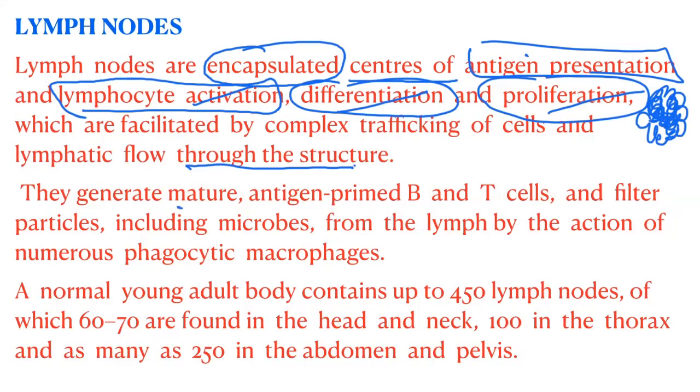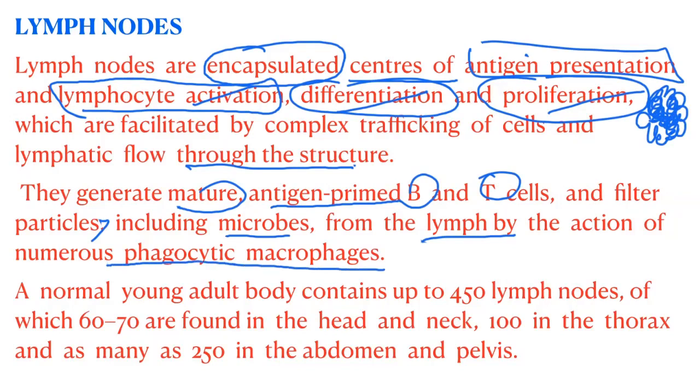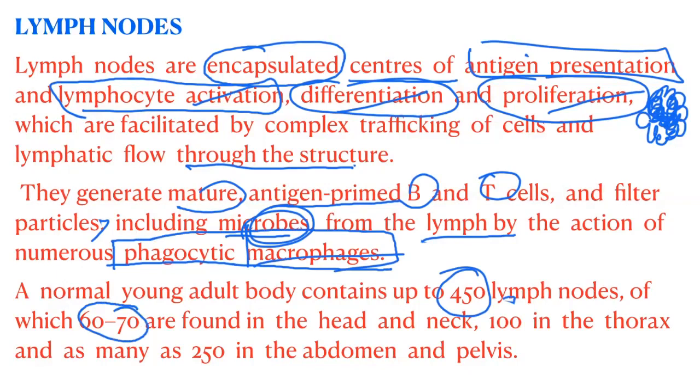They generate mature antigen primed B and T cells and filter particles including microbes from the lymph by the action of the numerous phagocytic macrophages. So this lymph node already has concentrated mature lymphocytes and phagocytic macrophages, which filter different microbes. A normal young adult body contains up to 450 lymph nodes, out of which 60 to 70 are found in the head and neck, 100 in the thorax, and as many as 250 in the abdomen and pelvis.